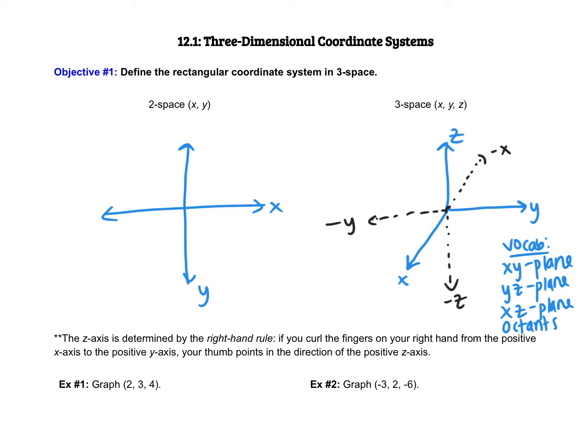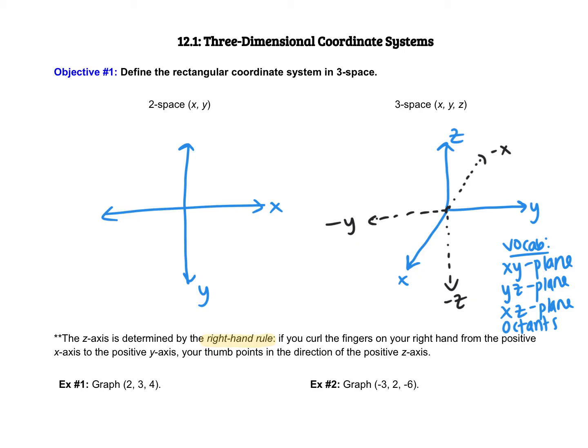And so the first thing that we're going to do with this new coordinate system is we're going to do some graphing. But before that, I want to introduce you to what is called the right-hand rule. So here's how we determine the z-axis. So which way the positive z-axis is. The positive z-axis is determined by what we call the right-hand rule. If you curl the fingers of your right hand from the positive x to the positive y, and you can do that with me now, positive x to positive y, your thumb points in the direction of the positive z-axis.